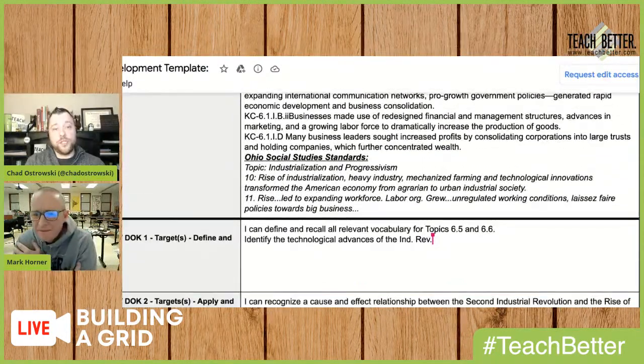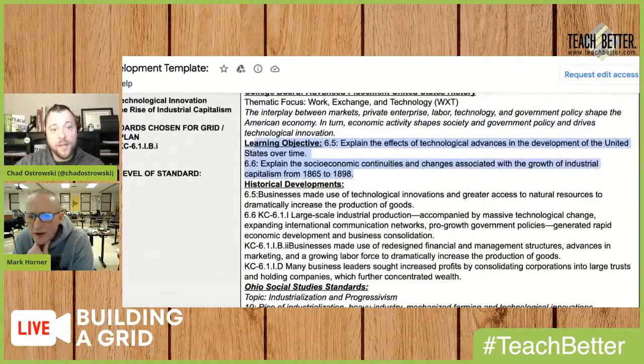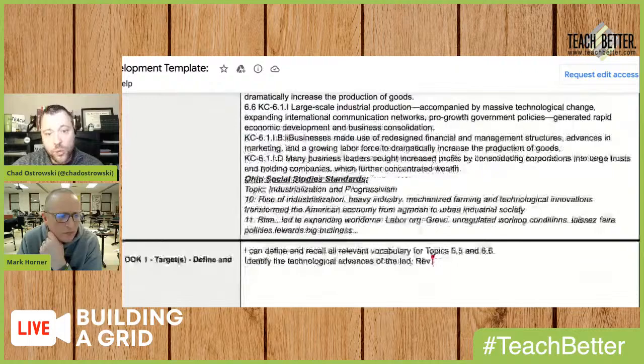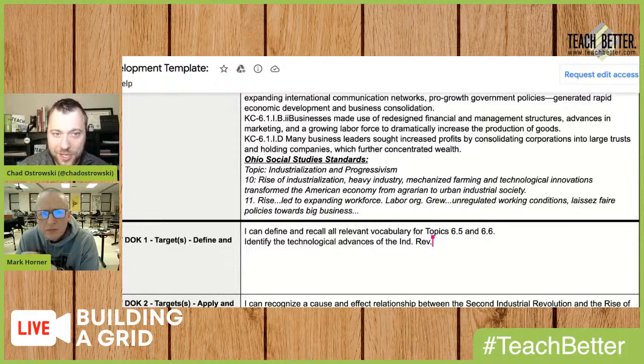So that takes care of the DOK 1 portion of this first statement. The next one is to explain the socioeconomic continuities and changes associated with the growth of industrial capitalism. So what else do they need to be able to do? This might be an ignorant question, I apologize, but it's my lack of content knowledge that I'm leaning on you for right now. Are there actual specific socioeconomic continuities they're supposed to know?